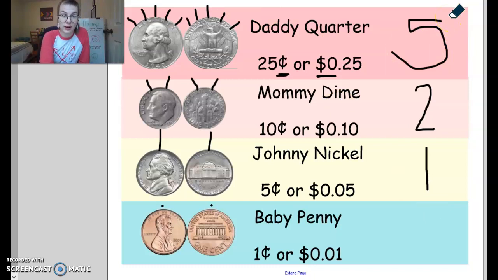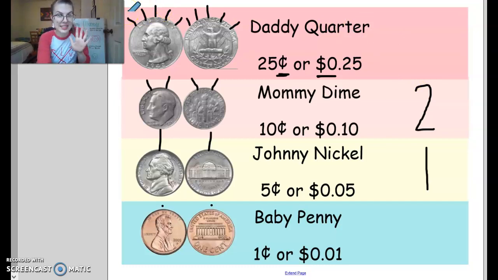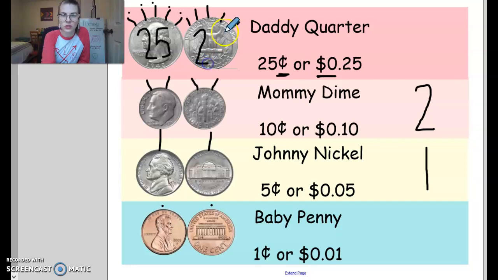So Daddy Quarter has 5 hairs on his head. If each hair was worth 5 cents each, that will tell us how much the coin is worth in all. Are you ready? I'm going to count by 5s as I reach each hair. 5, 10, 15, 20, 25. With 5 hairs on his head, that reminds me that Dad is worth 25 cents.